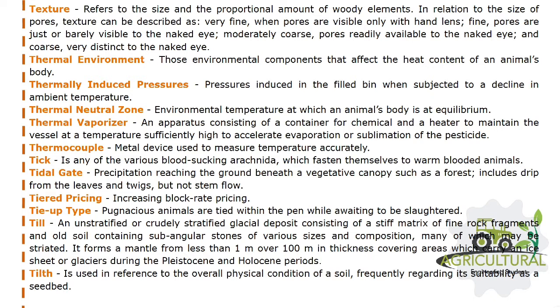Till, an unstratified or crudely stratified glacial deposit consisting of a stiff matrix of fine rock fragments and old soil containing subangular stones of various sizes and composition, many of which may be striated. It forms a mantle from less than 1 meter to over 100 meters in thickness covering areas which carried an ice sheet or glaciers during the Pleistocene and Holocene periods. Tilth, is used in reference to the overall physical condition of a soil, frequently regarding its suitability as a seedbed.